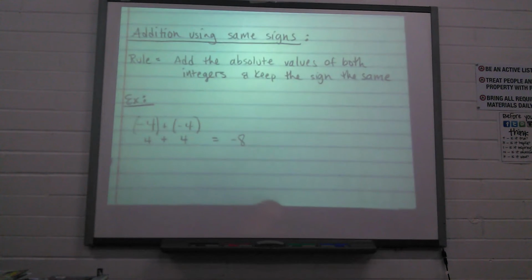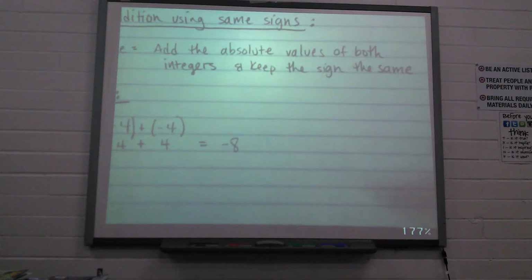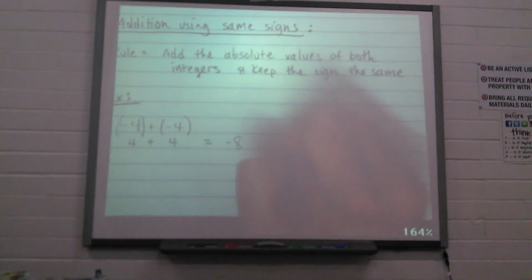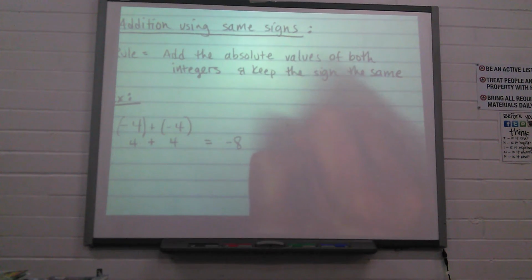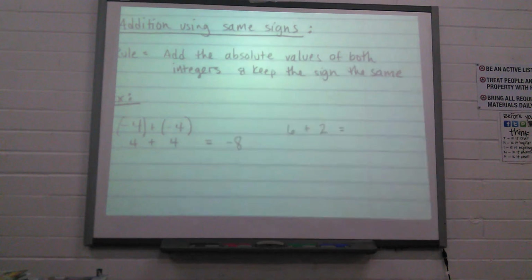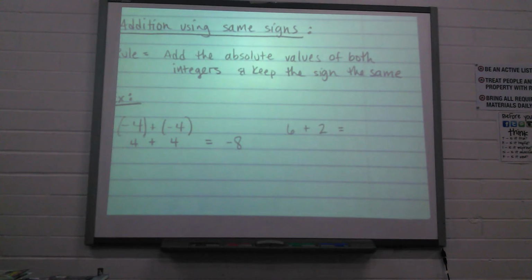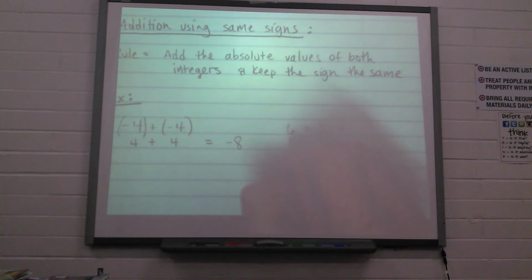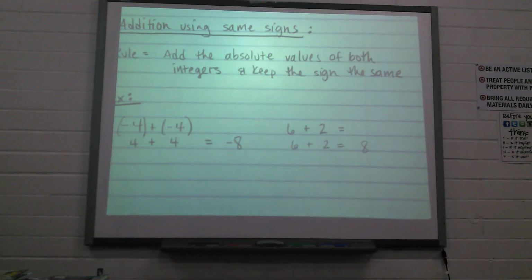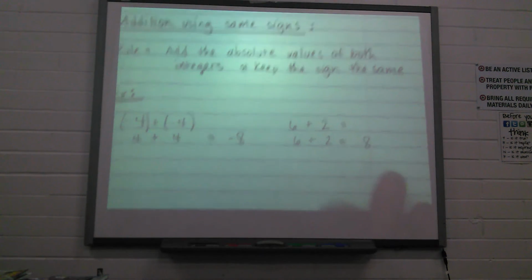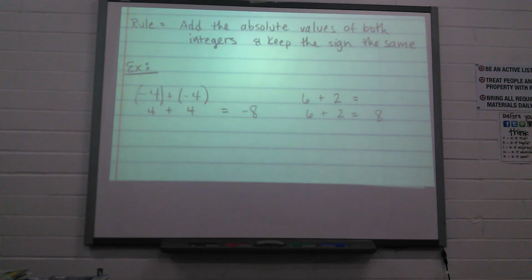Okay, let's move on to another example here. Let's do 6 plus 2. Very simple problem, right? But I want to take you through the steps because they are both positive numbers, just like we do with the negative numbers. The absolute value of 6 is 6. The absolute value of 2 is 2. My answer is 8. And I'm going to keep this one positive because the 6 and the 2 are both positive. Easy enough. Let's do one more example with the negatives.